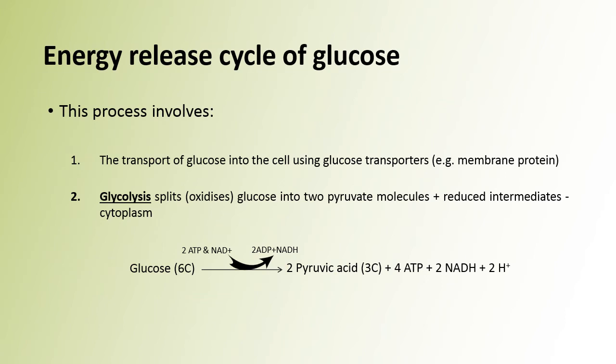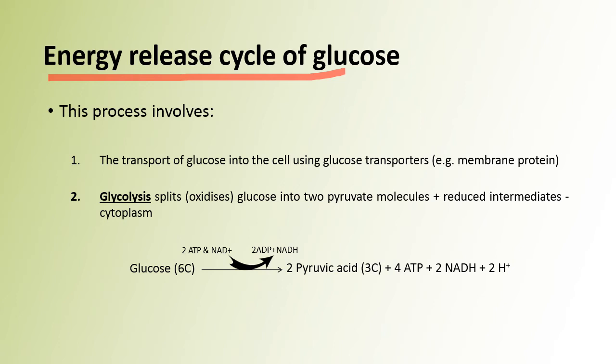Okay, let's see the energy release cycle of glucose. So as we know, potential energy in glucose is contained in the reduced hydrocarbon bonds, right? To use this energy to the maximum, glucose must be oxidized completely to carbon dioxide and water.